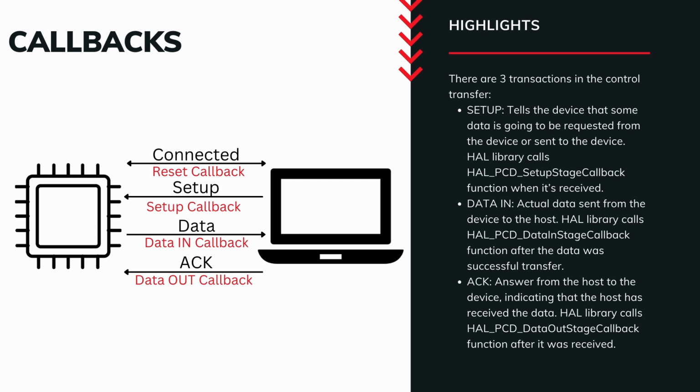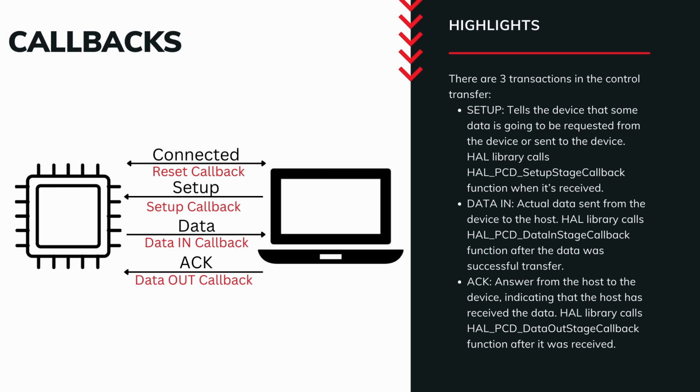Afterwards, the host must confirm the receival of the message by sending an empty packet. When this packet is received by the device, it fires the fourth and final callback called data out. Aside from the functions and callbacks, the HAL provides a data structure representing the USB peripheral. It is called a handle.